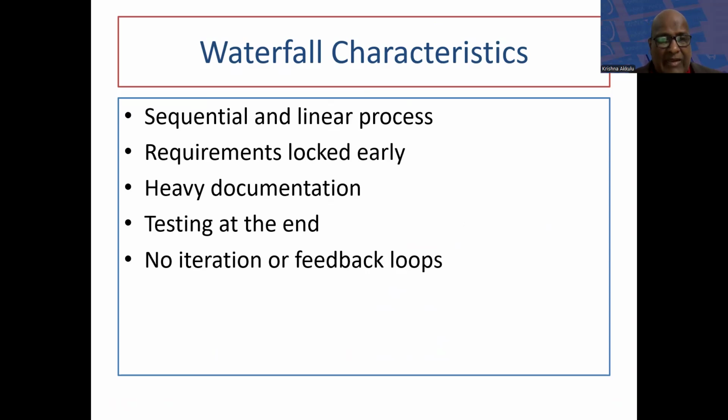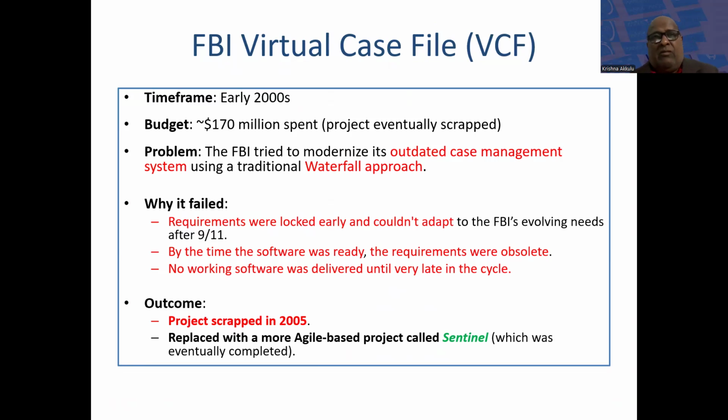And as I said, you can ask me, okay, you said there are so many issues with that methodology, are there any projects that failed? There are a lot of projects, but I'm trying to bring three, four projects for the discussion's sake. Okay, the FBI wanted to replace their outdated case management system in the early 2000s, right? And they spent about 170 million on this project. The requirements were locked early, but after 9/11, the requirements changed.